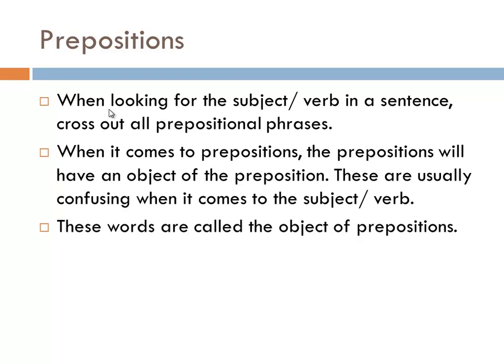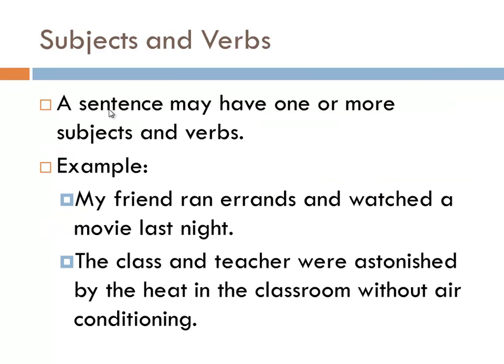When looking for a subject or a verb in a sentence, cross out all prepositional phrases. So if you're confused as to whether or not your sentence makes sense and is full and complete, start by crossing off prepositions. The preposition will have an object of that preposition. If you look back at our last sentence, the class and the teacher were astonished. Everything else was a prepositional phrase.